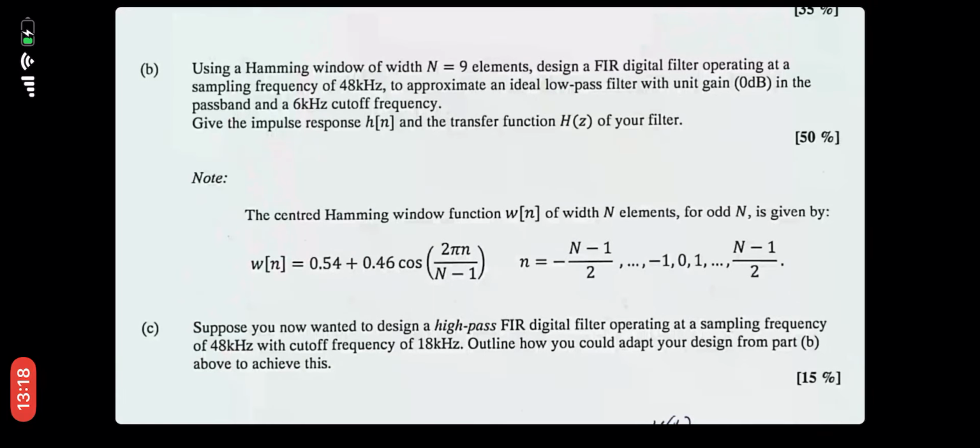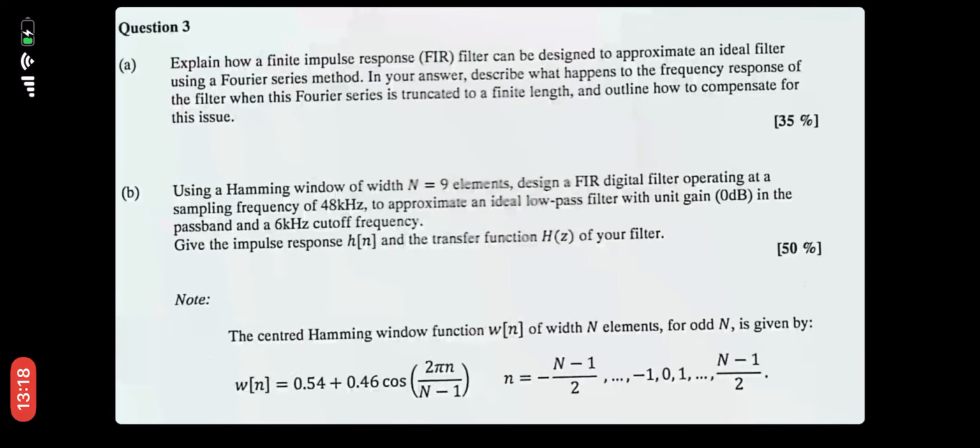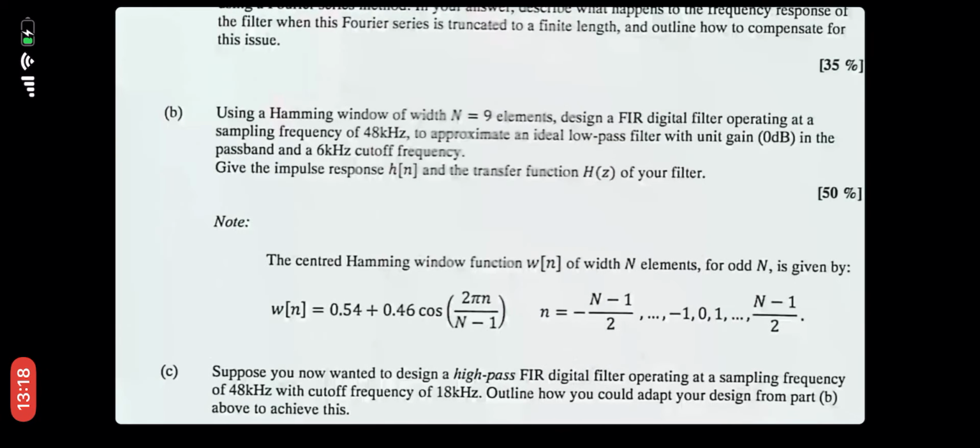Okay, so that's part A done. Part B, this is now 50%, so this is about 20 minutes of your time on this one, about half the question.